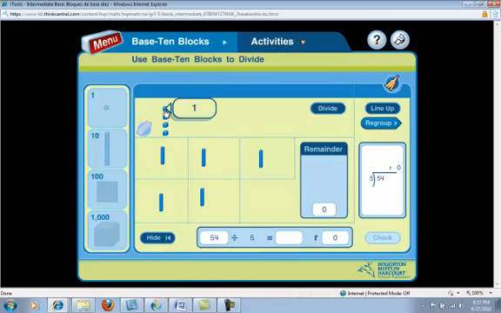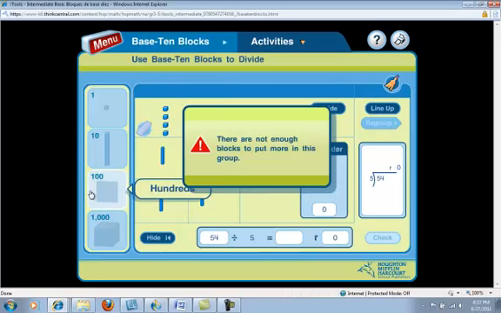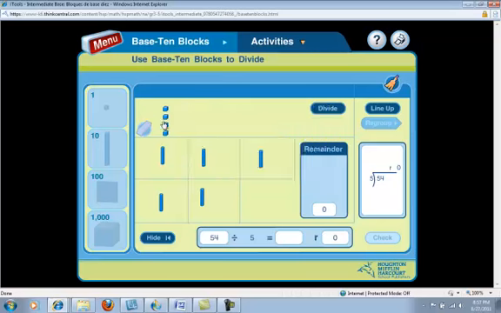Alright, now let's divide my ones into 5 groups. Oh no, there's not enough blocks. So that means that this is my remainder. I can put my remainder over here. So 54 divided by 5 is going to give me 10 remainder 4, because there's 10 in each group.